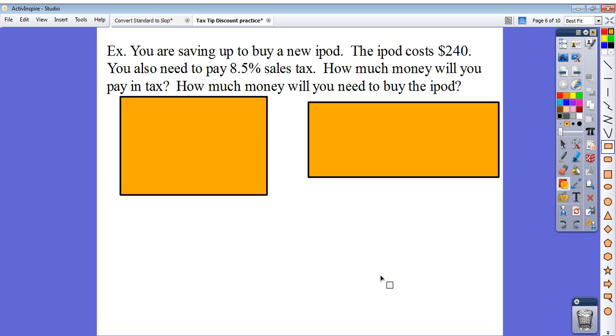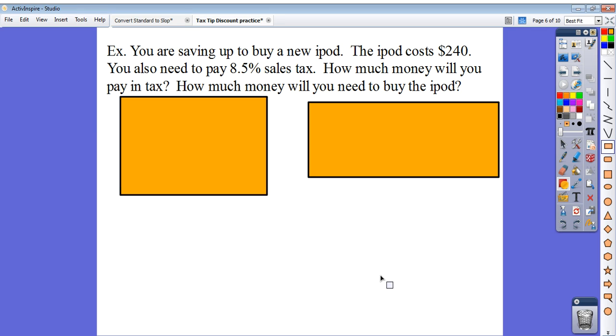Hi guys, today we're going to keep working with different types of percentage word problems. Let's take a look. You're saving up to buy a new iPod. The iPod costs $240. You also need to pay 8.5% sales tax. How much money will you pay in tax? How much money will you need to buy the iPod?